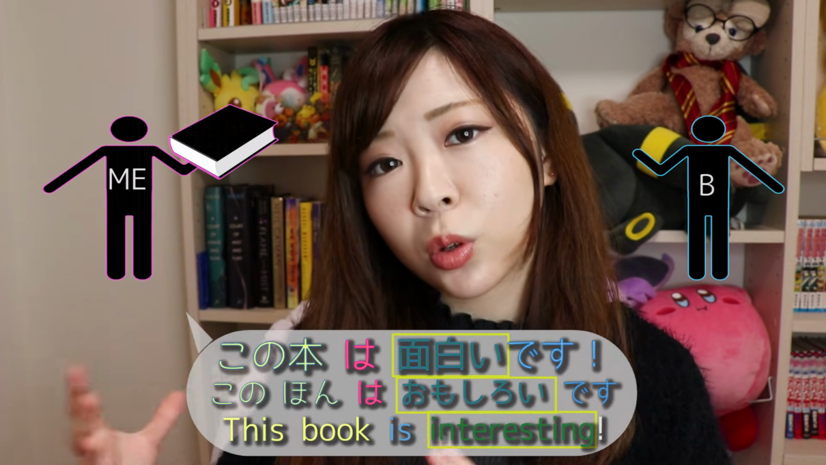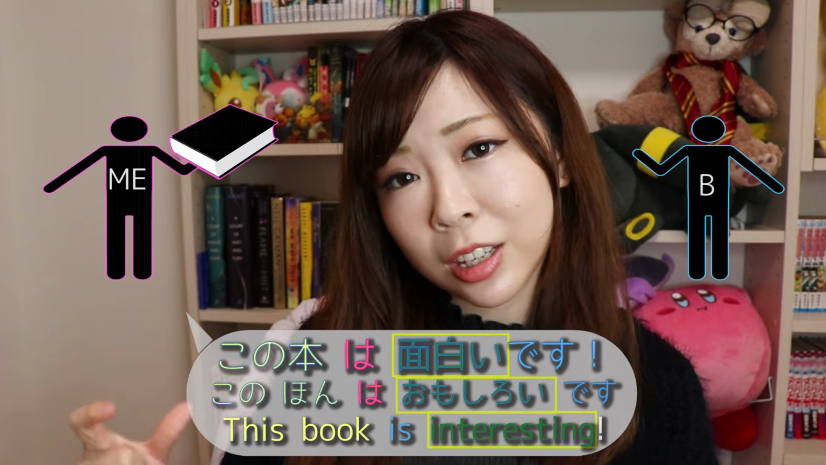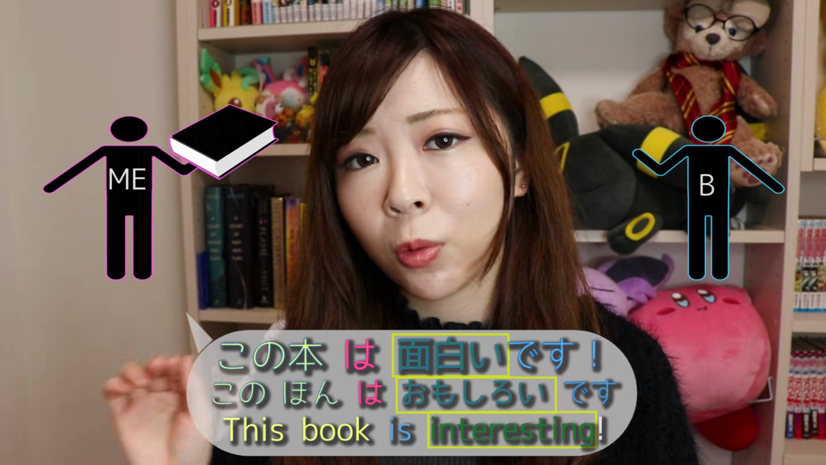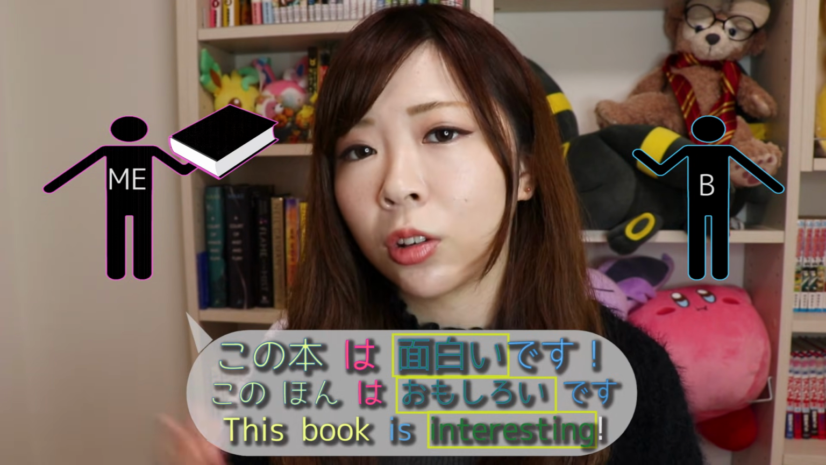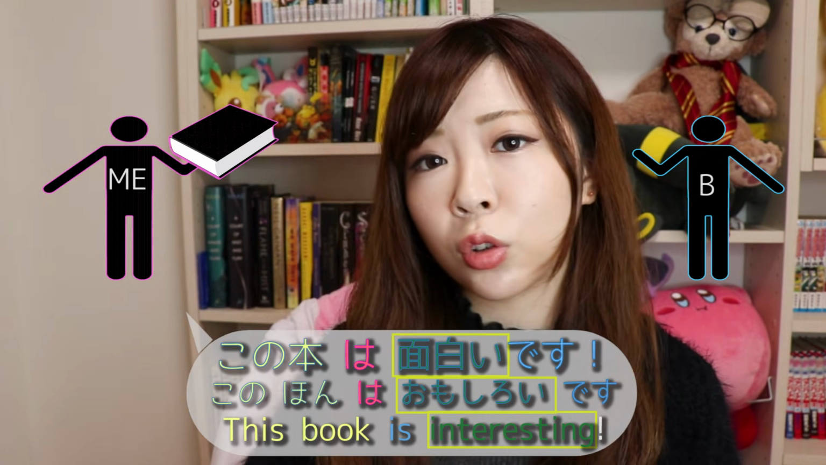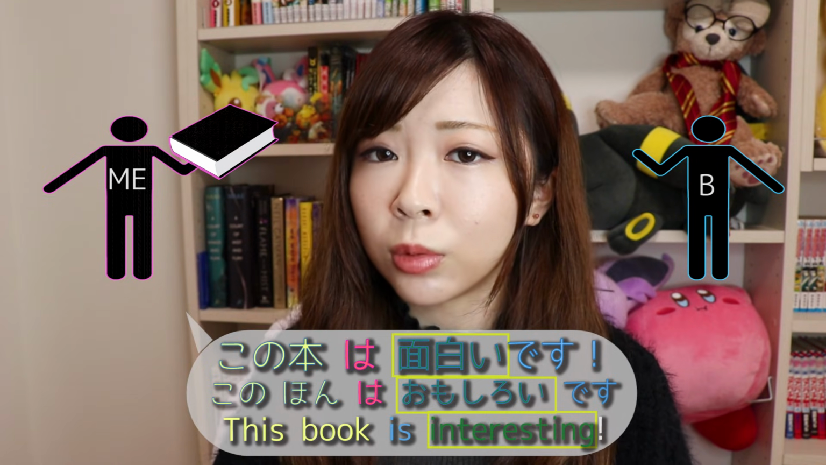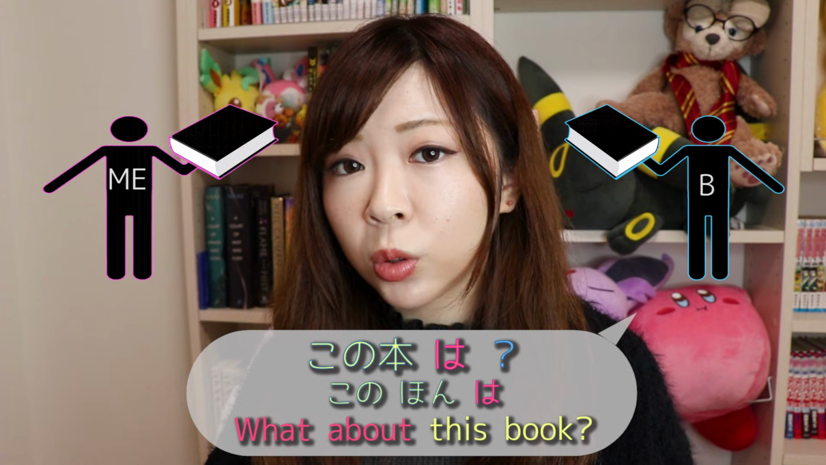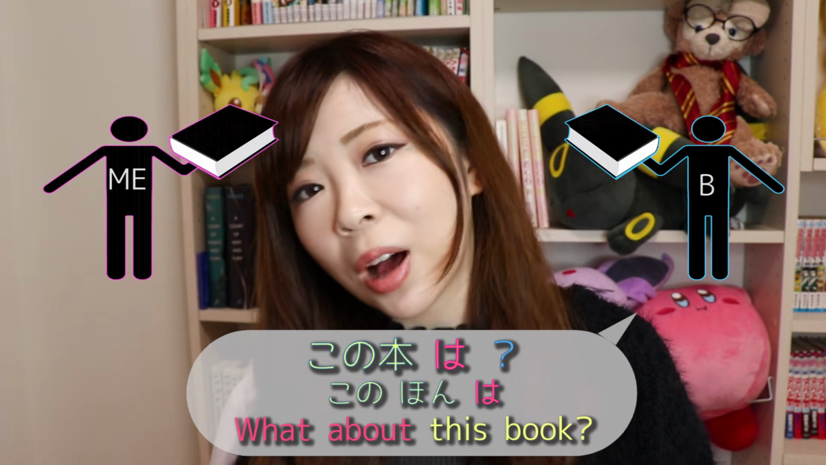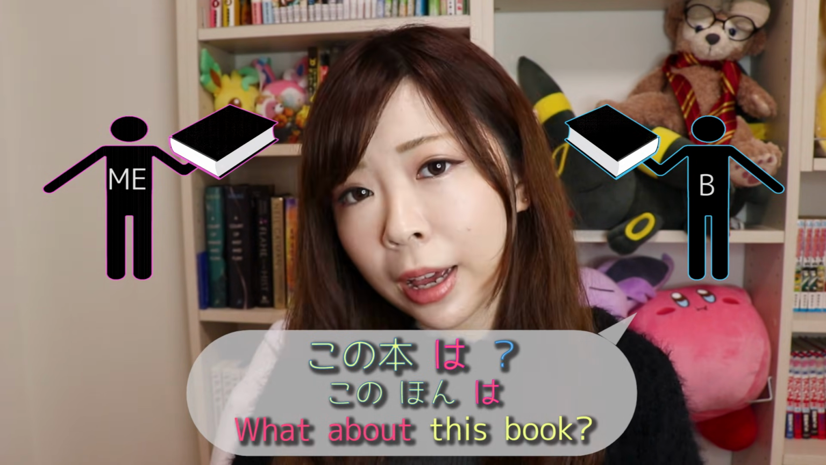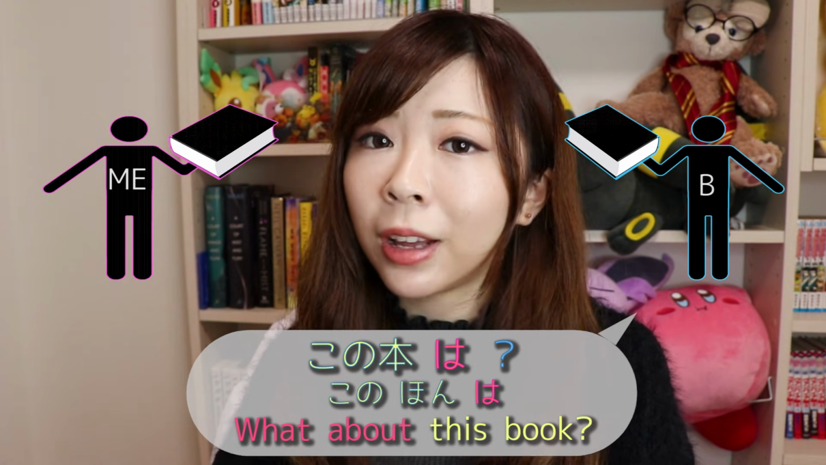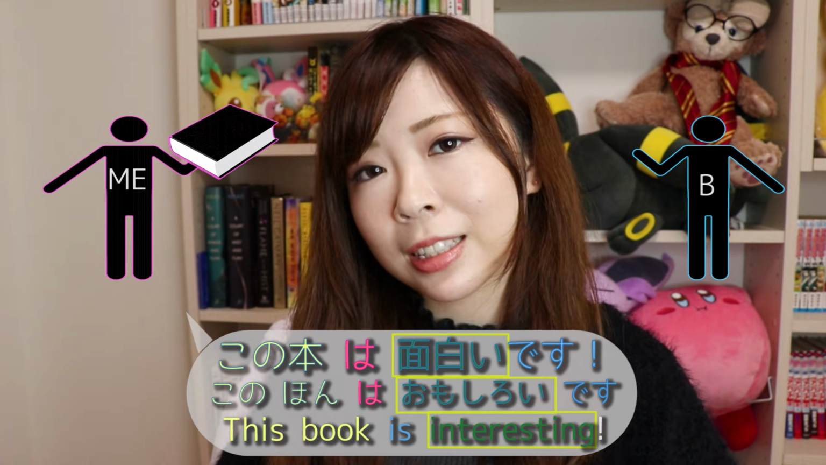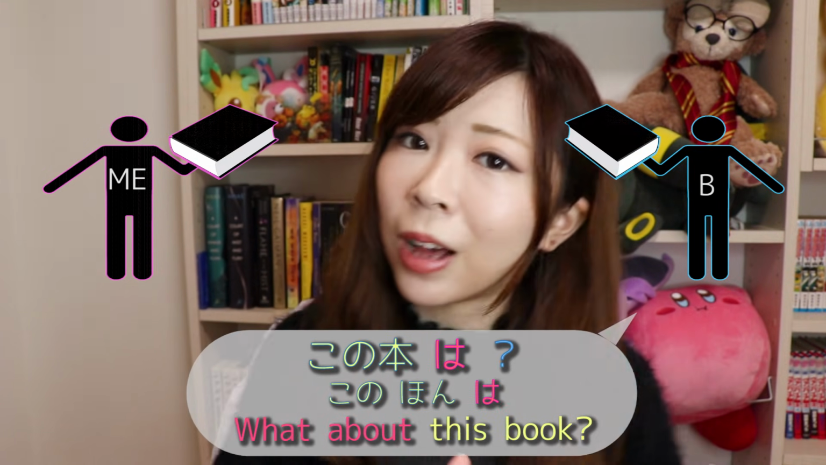I say, この本は面白いです。This book is interesting. So I'm describing what the book is like, saying 面白い. And the listener wants to know my opinion on another book and wants to say, what about this book? They would still say, この本は. So when you want to say, what about this? Or how about you? We use the wa particle. So I say この本は面白いです and the other person says この本は? What about this one?